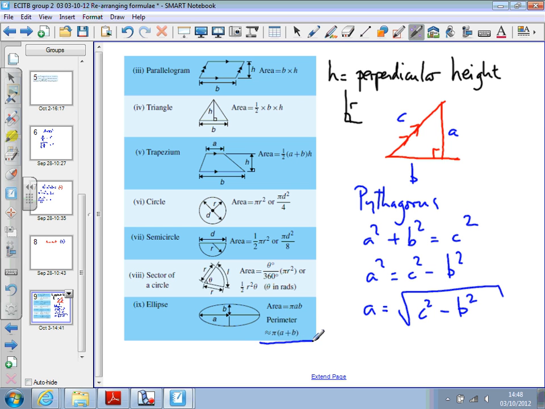And finally, we've got two formulae, one for the area and one for the perimeter of an ellipse, which is not a common thing to find, but there it is. Actually it turns out to be quite a straightforward formula to use. If you know A and B, the area is just pi times A times B.